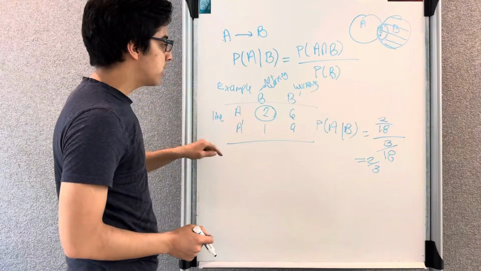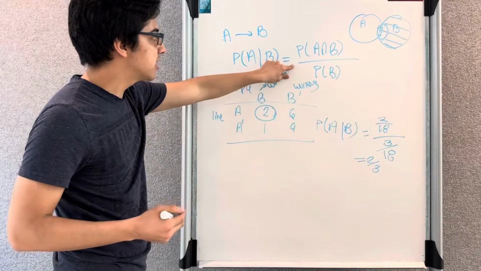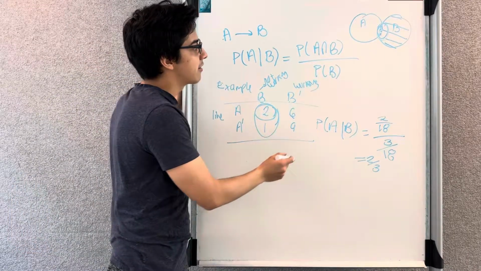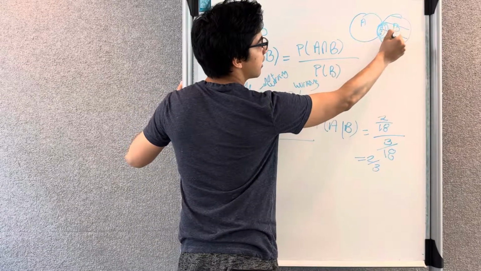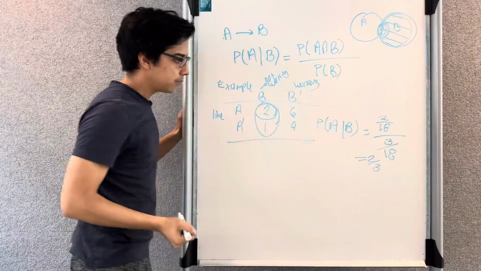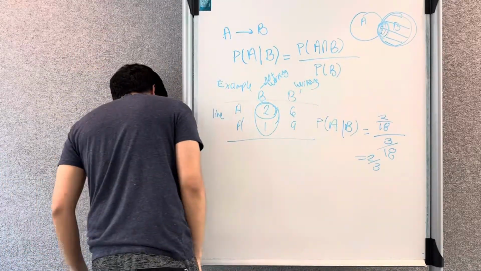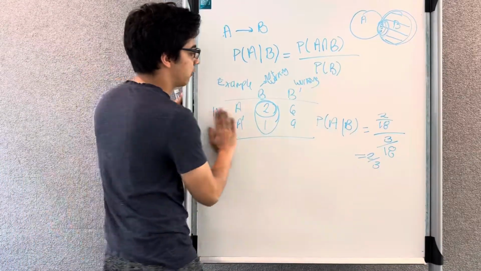So, as you can see, the only part that we're interested in is this column here, because it's the part that intersects here. It's the intersection here, and it's the total probability of B here. Okay, so let me erase this. There's no eraser. Okay, let me erase this.